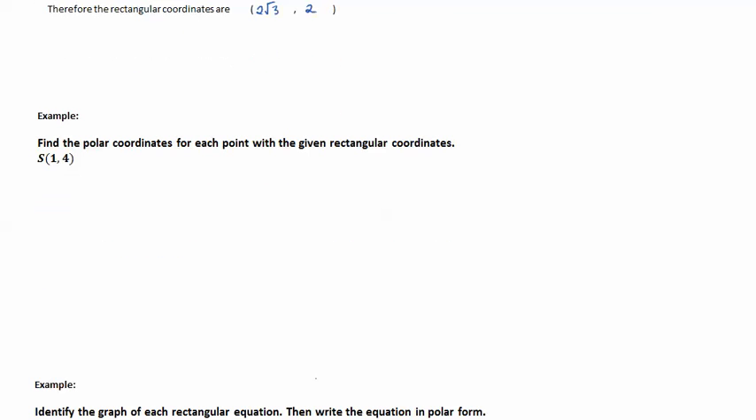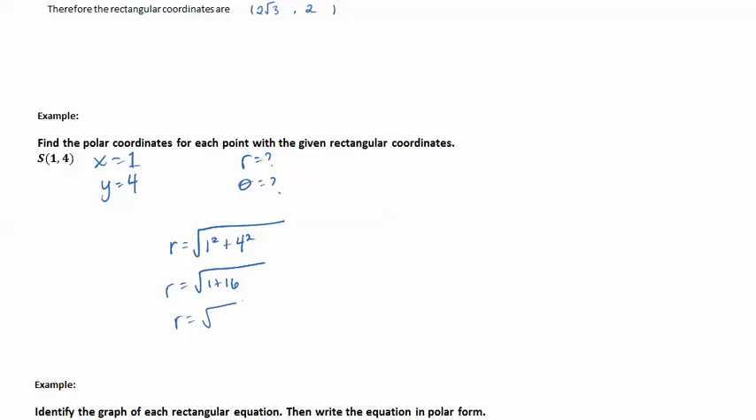Now let's see if we can go the other way. So it says find the polar coordinates for each point with the given rectangular coordinates. So for this one, what we're given is an x equals 1 and a y equals 4. What we're trying to find is r and theta. So that's what we don't know. But we can figure out r from, if we did r equals square root of 1 squared plus 4 squared, we would get r equals square root of 1 plus 16, which is r equals the square root of 17. So we've got our r. To find our theta, we do inverse tangent.